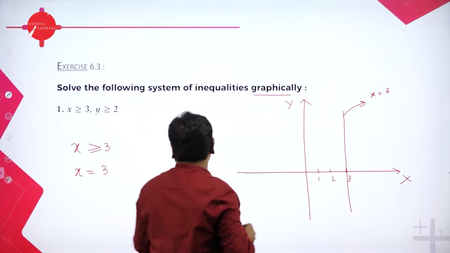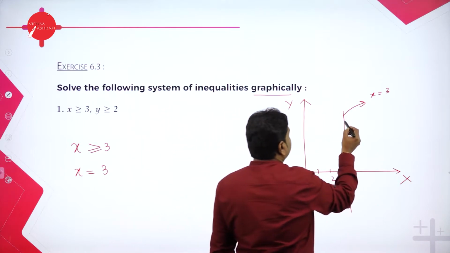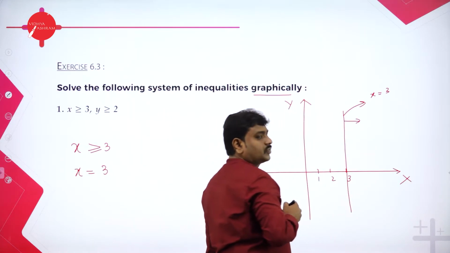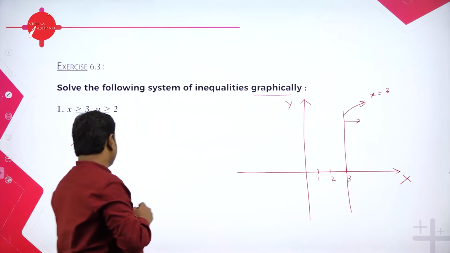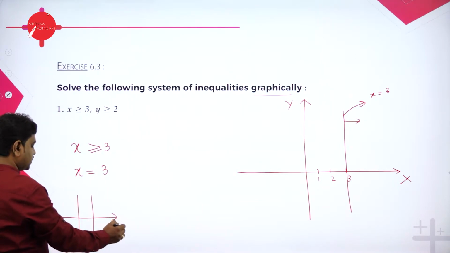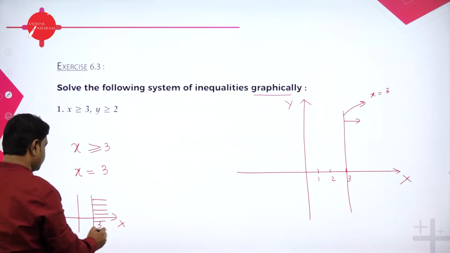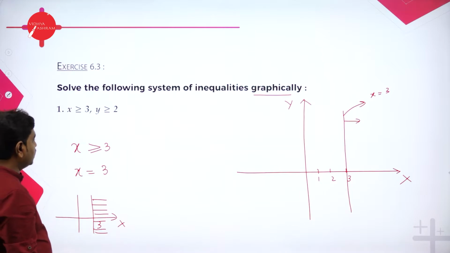Now greater than 3, greater than or equal to. Greater means shade right. The shading should go right. Shading should go what? Right. See, only this line if you want to draw, this is the line which cuts the x-axis at 3, and greater than 3 means shade towards right. Like this.